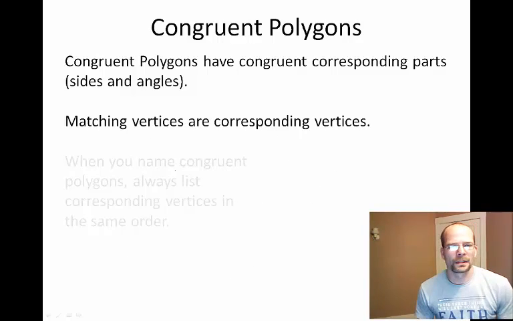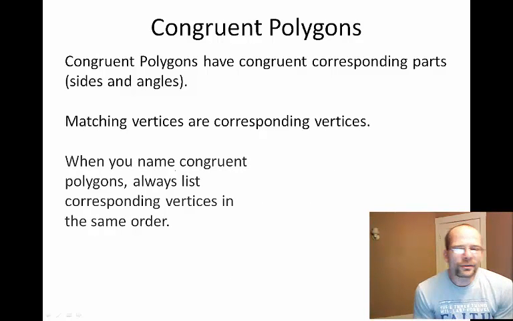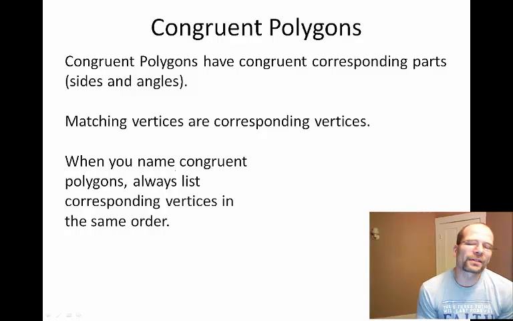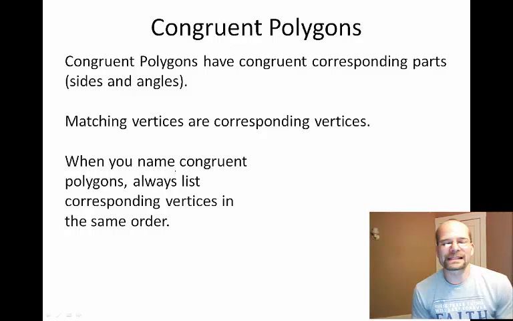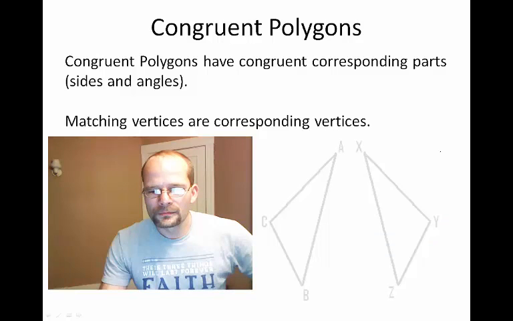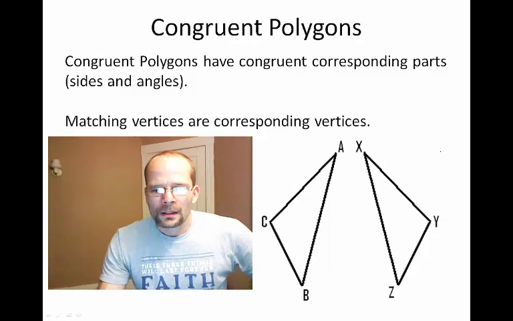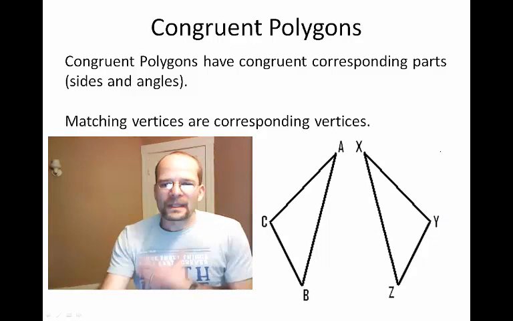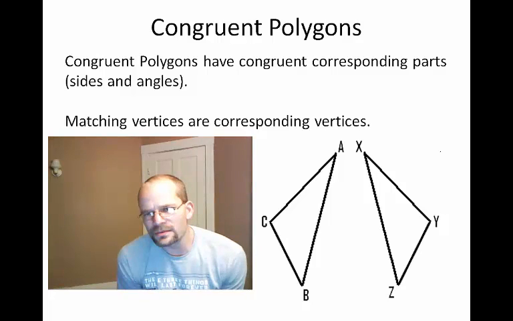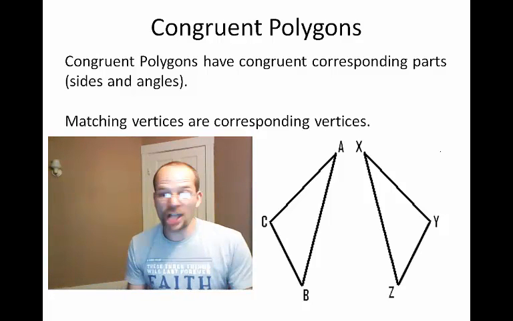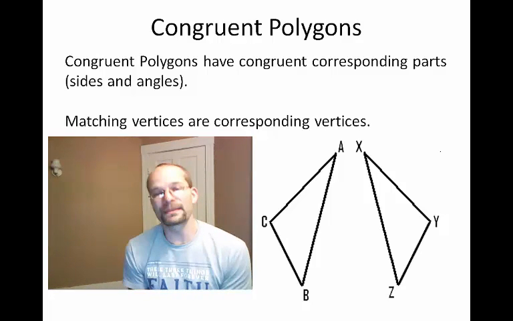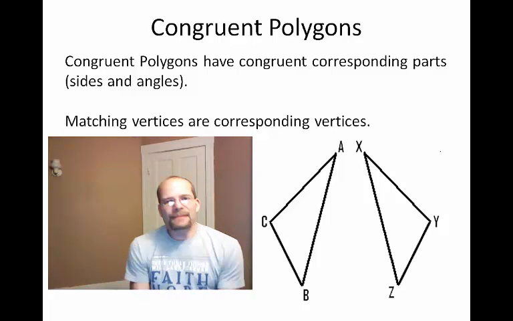When you name congruent polygons, you always list the corresponding vertices in the same order. Okay, always list them in the same order. Let's look at a quick example of that. Here again we have two triangles, and again we ask, can we make a congruent statement about these triangles? Remember, triangles are always named by reference to their vertices. We start at one vertex and we go clockwise or counterclockwise.